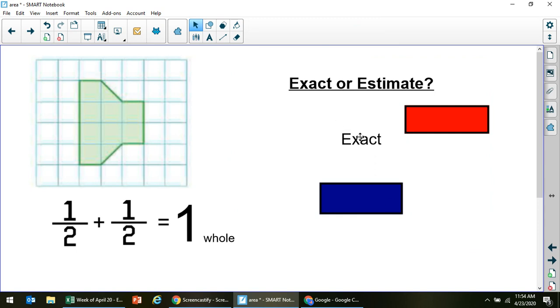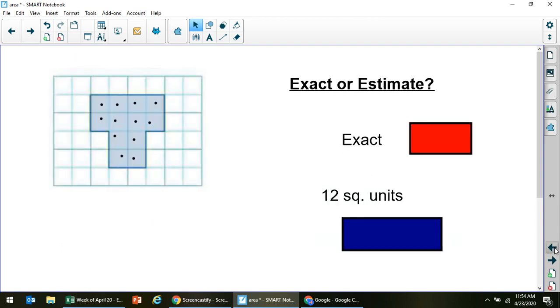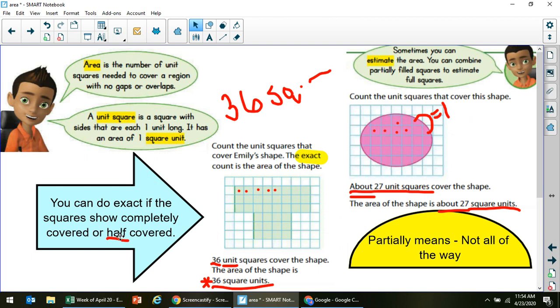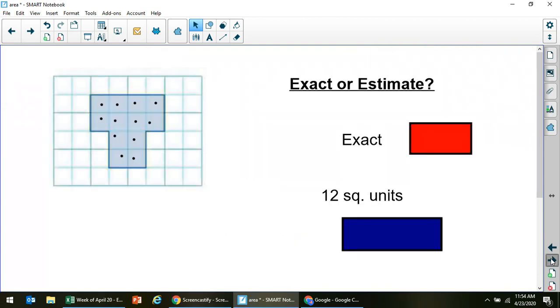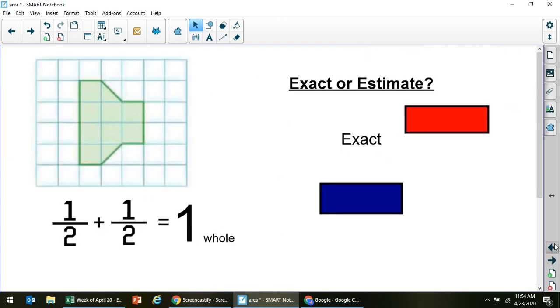Now, yes, I noticed that you have these 2 squares that aren't fully covered or enclosed. That's still okay because I notice this is a complete half. If you notice at the slide I showed at the very beginning, you can do exact if the squares show completely covered or half covered. And that is what we have in this situation. We have halves.